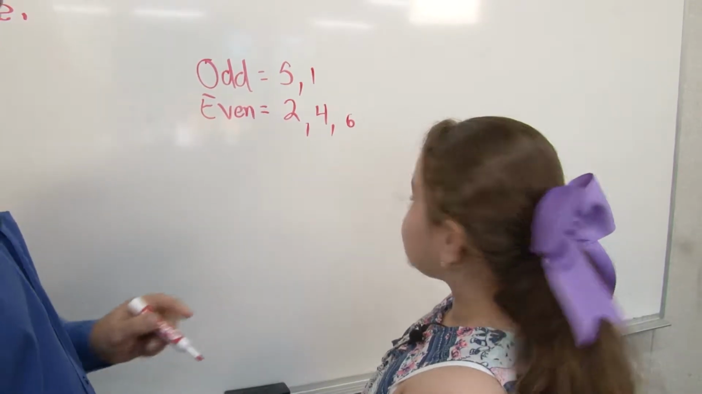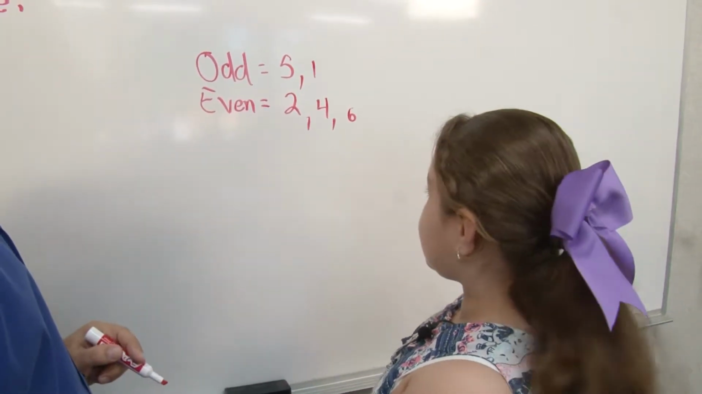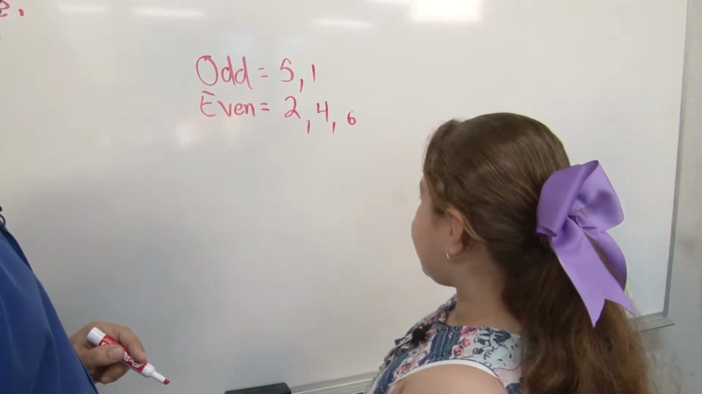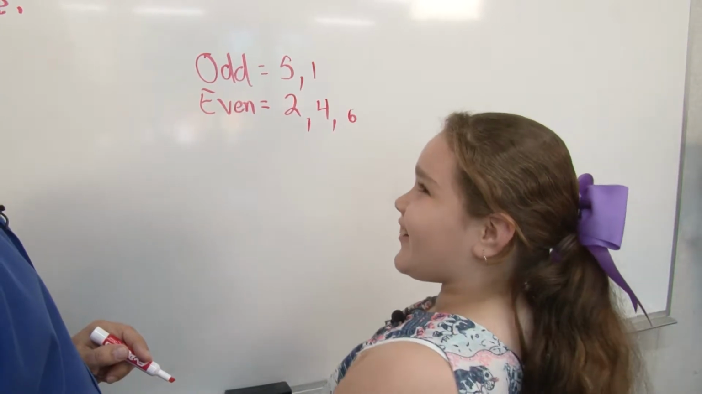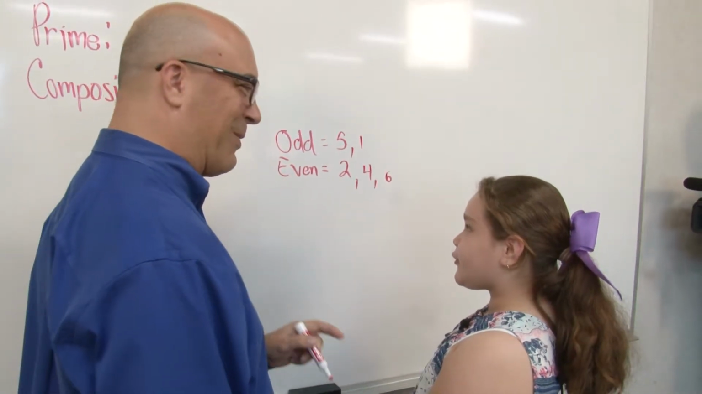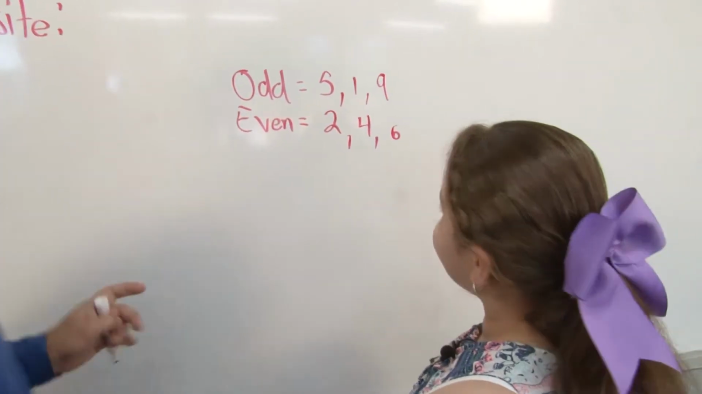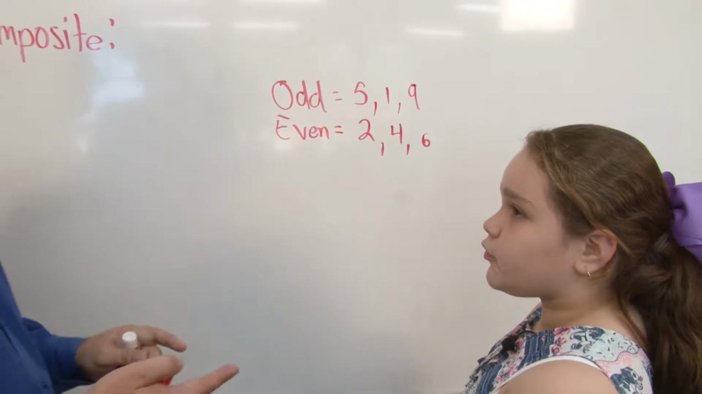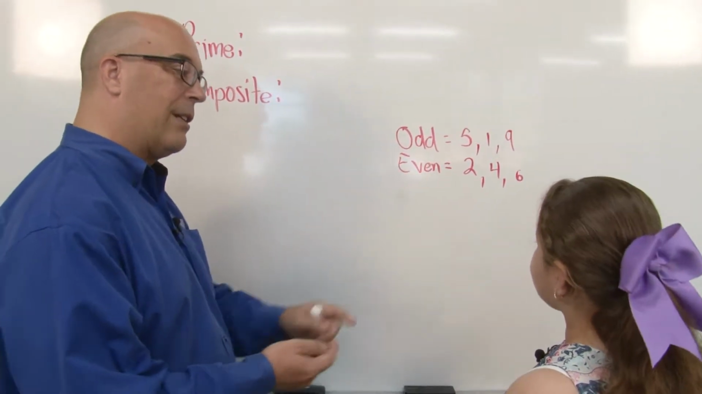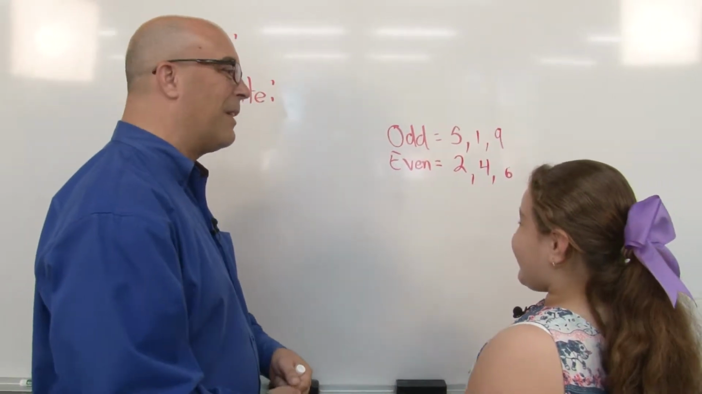How old are you? 9. You're 9. Do you think that's even or odd? Odd. Well, which one is it? You said both. Your second thing was right, though. Odd, right? Okay. So look, you can count by odd numbers, right? 1, 3, 5, 7, 9. What's next? 11. There you go, right?